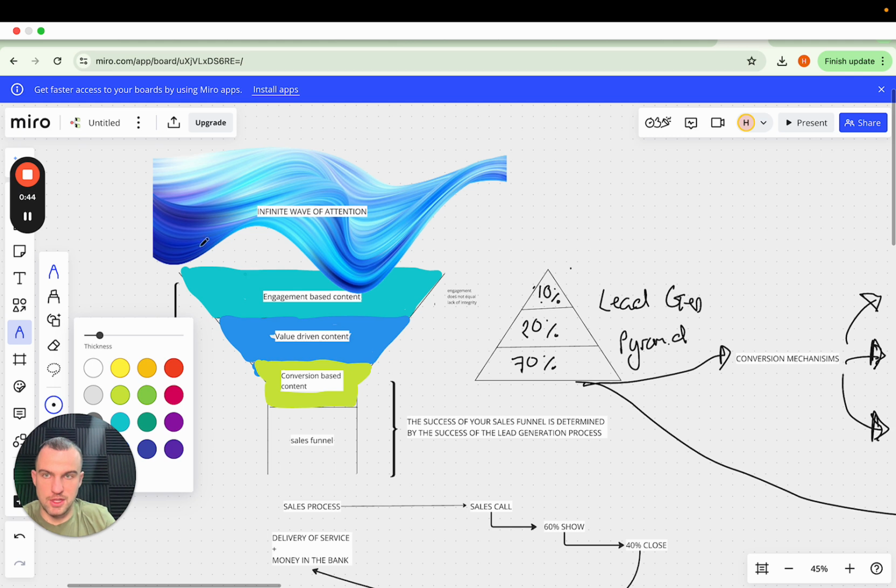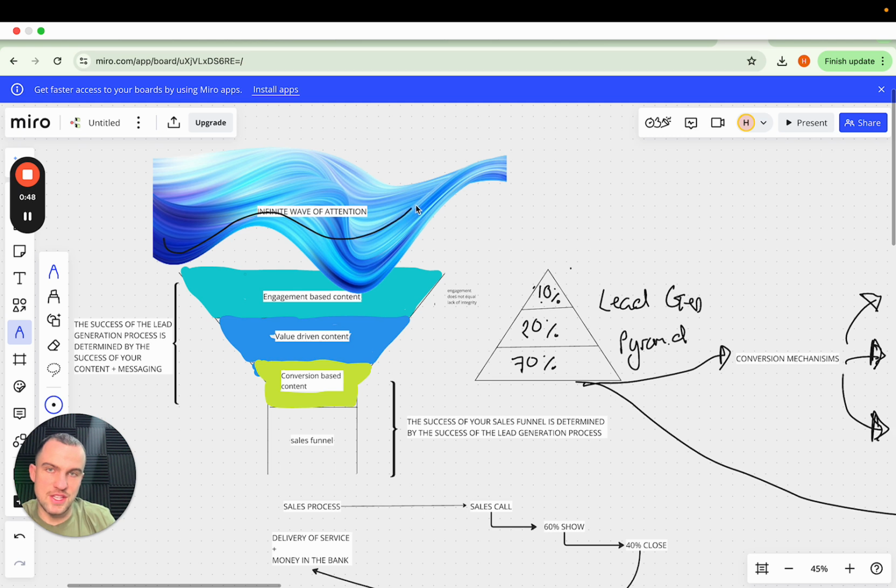Now, what I want to do is explain what this infinite wave of attention is here. This represents people who are using social media. You, me, anyone who's scrolling social media represents the infinite wave of attention. Every time you scroll your phone and you stop to watch someone's video on a For You page, you stop because they've captivated your attention with something. That means that post in some way was targeted towards you. All right, or it's really pissed you off. But in most cases, it was targeted towards you.